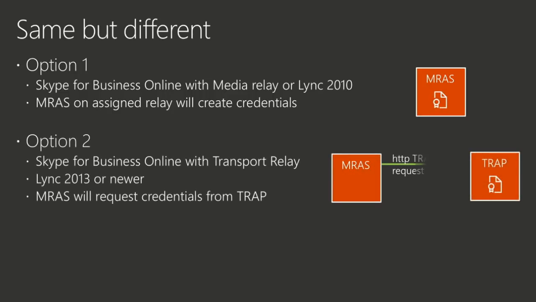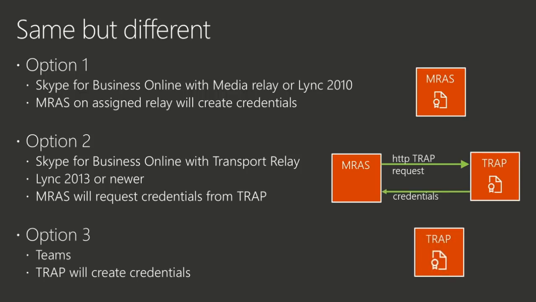Option 2 is that I have Skype for Business online with Transport Relay, and I have Lync 2013 or newer. In that case, the client will still use the MRAS, and the MRAS will then, on behalf of the client, go to the TRAP, the Transport Relay Authentication Provider, request credentials, and give that to me. To my client, this is fully transparent. My client wouldn't know that in the background the MRAS is talking to a TRAP. But with the TRAP, we can use all these servers worldwide.